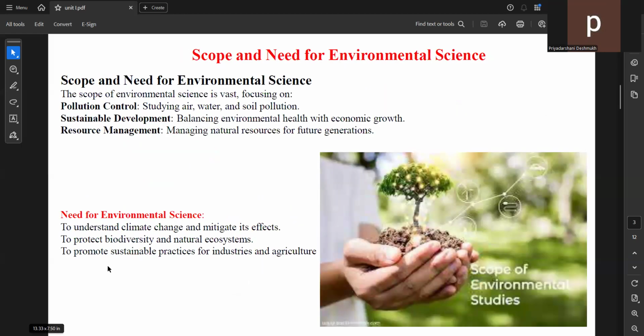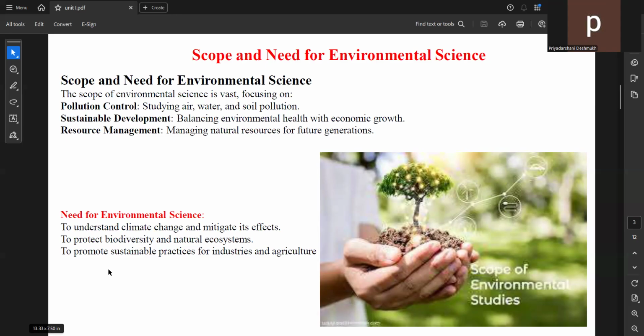Then moving towards the next, that is the scope and the need for environmental science. The scope of environmental science is vast, focusing on pollution control, sustainable development, and resource management. In pollution control, we mainly study air, water, and soil pollution. In sustainable development, we balance environmental health with economic growth. In resource management, we manage natural resources for future generations.